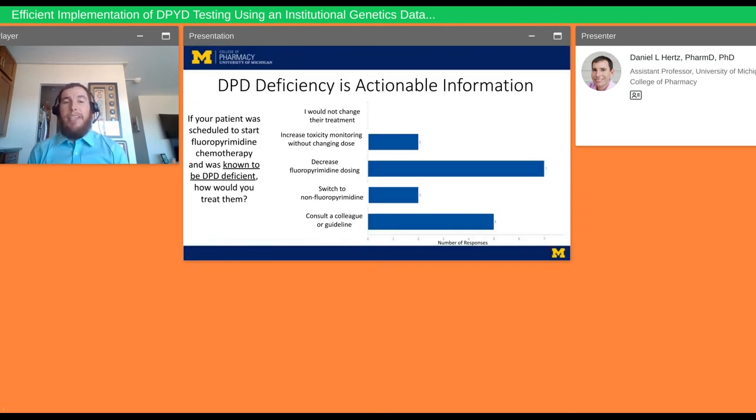One final question we asked about was whether DPD deficiency is actionable information. So here we asked, if you knew that your patient was DPD deficient, what would you do with that information? You can see that none of our medical oncologists said that they would not do anything. Every medical oncologist said that this would be actionable information, with most saying they would decrease fluoropyrimidine dosing, or some saying that they would consult a clinical guideline to find out what to do with dosing, or switch to a non-fluoropyrimidine treatment. So you can see that when this information is known, it should definitely be used because it's actionable to guide treatment.